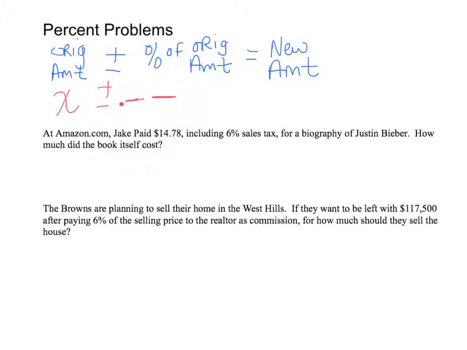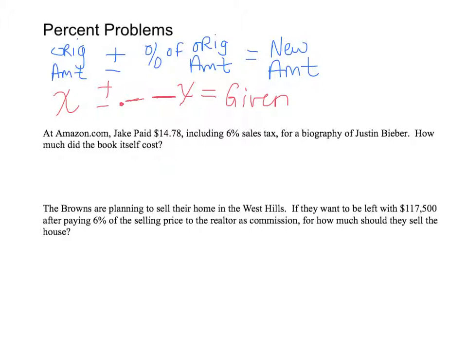Of means times, and then we have the original amount again, so x. And that's always going to equal the new amount, which will be given. So if you can remember this formula, x plus or minus decimal point, 2 decimal places, x equals given, then you've got it for percent problems. Let's take a look at the first one.